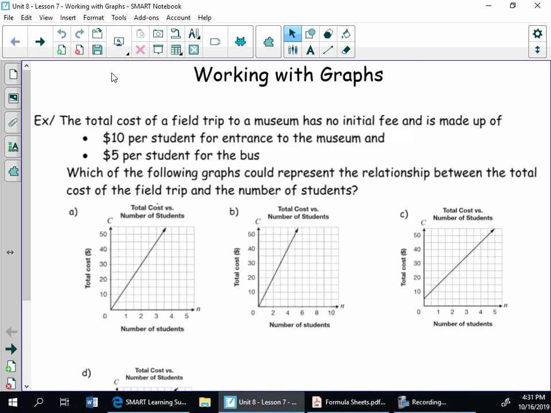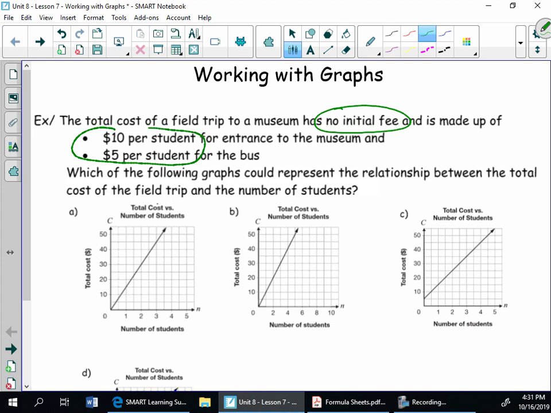The total cost of a field trip to a museum has no initial fee. Well, that's kind of important information, right? And it's made up of $10 per student for entrance to the museum and $5 per student for the bus. Well, there's actually kind of two rates here. But if I put them together, my rate for each student will be $15 per student. So what do I got? No initial fee and a rate of 15. Well, that's pretty important stuff.